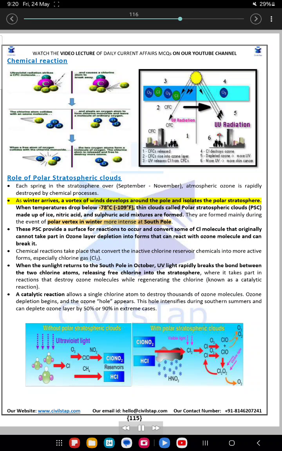As winter arrives, a vortex of winds develops around the pole and isolates the polar stratosphere. When temperatures drop below -78 degrees Celsius, -109 degrees Fahrenheit, thin clouds called polar stratospheric clouds (PSC), made up of ice, nitric acid, and sulfuric acid mixtures, are formed. They are formed mainly during the event of the polar vortex in winter, more intense at the South Pole.